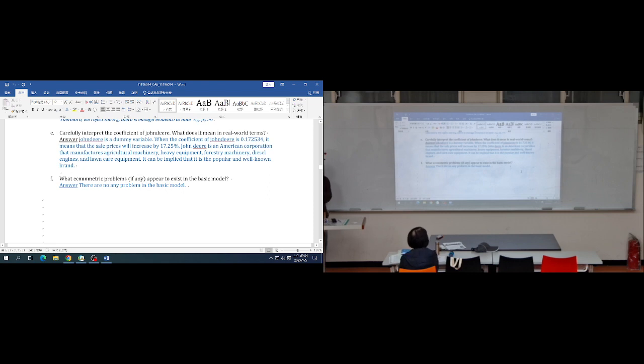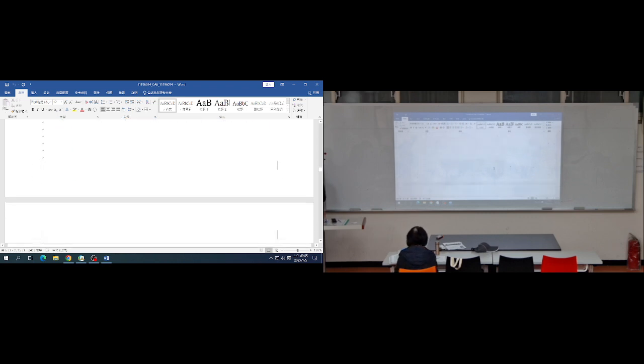For question F, I think there is not any problem in the basic model. If you learn more about econometrics, like what we will continue to teach next semester, then you will be able to really answer these problems. Whatever you write here, I just like to know what you say about it. According to what you say, I will know what we have learned this semester, right? Thank you.